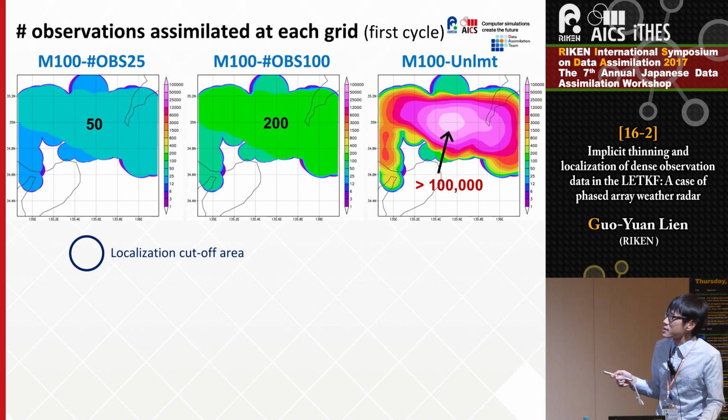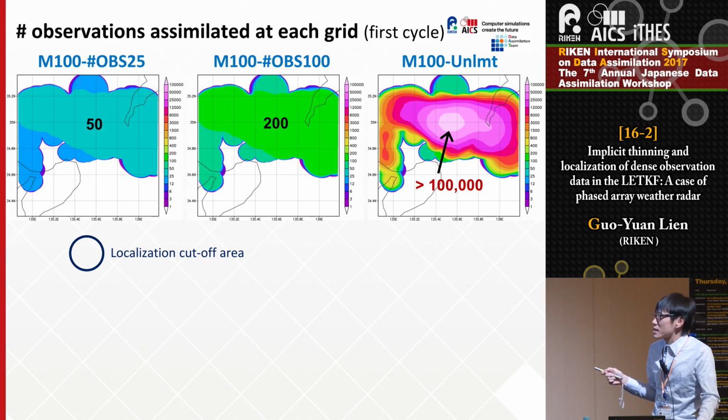So this figure shows the number of observations assimilated into our system in one cycle. If you don't use the number limit, we can assimilate this number of observations for one grid point. This is a log scale. So we actually assimilate more than 100,000 observations in this region. And if you apply the number limit, you basically just cut these numbers to this maximum number limit.